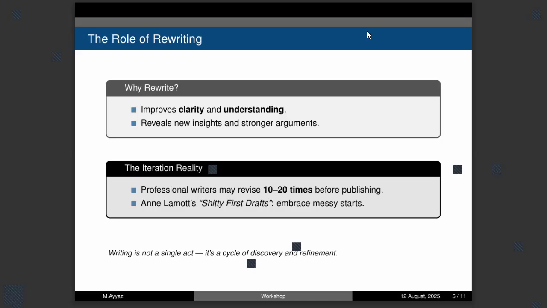So many professional writers may revise 10 to 20 times before publishing, and according to Anne Lamott, shitty first drafts embrace messy starts. So you have to first embrace your messy starts, then you can improve on them later.